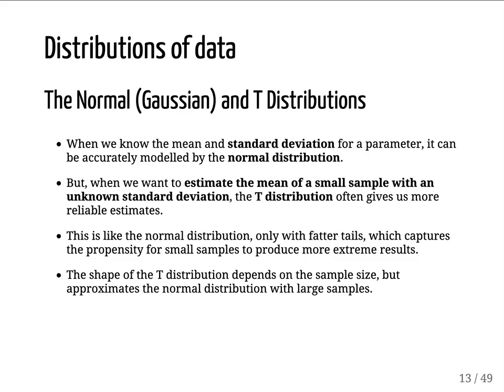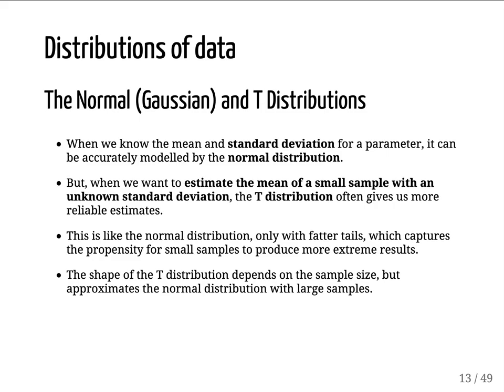So when we know the mean and standard deviation for a parameter that we're estimating, it can be accurately modeled using this normal distribution. However, when we want to estimate the mean of a sample with some unknown standard deviation out there, which is generally the case, we don't really know how far away people will fall from the mean that we're estimating, then what we use instead is called a t-distribution. It looks a lot like that standard normal distribution that we looked at in the previous slide, except the tails are a little bit higher, a little bit fatter here.